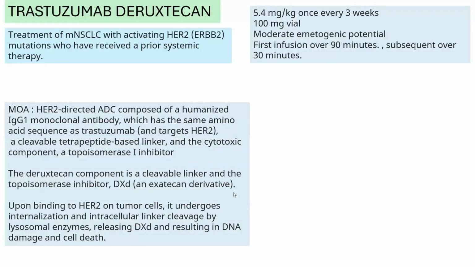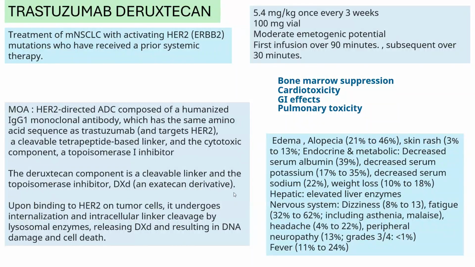And HER2 mutations is trastuzumab deruxtecan, that is T-DXd. And the major side effect of concern is ILD, bone marrow suppression, GI side effects. So major is pulmonary toxicity that we see with T-DXd. We have to be very careful.